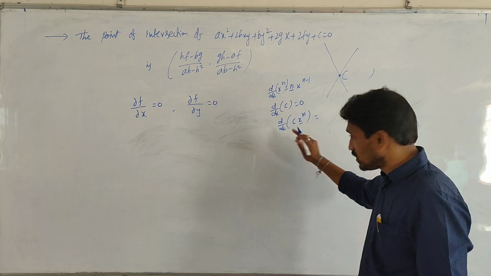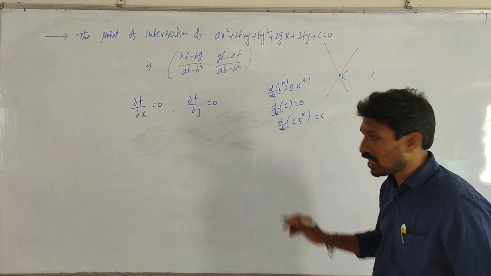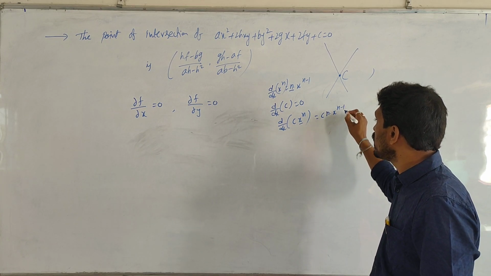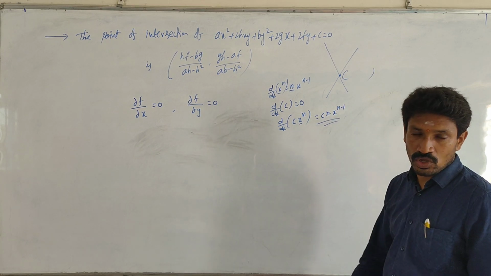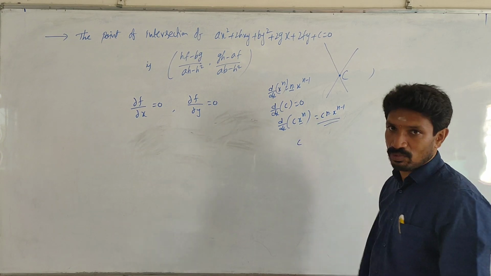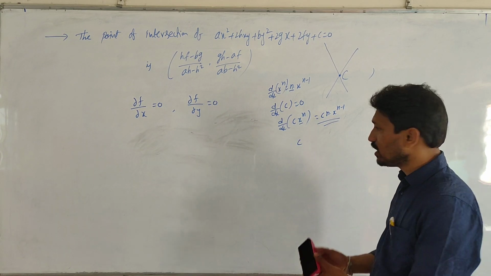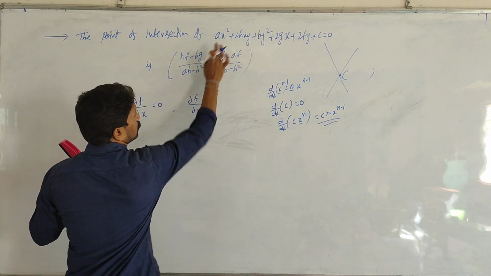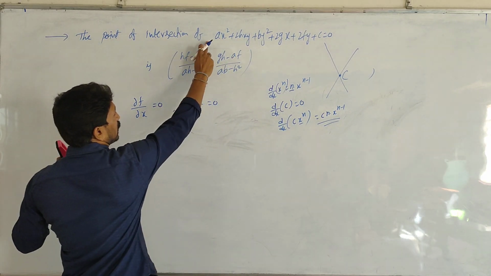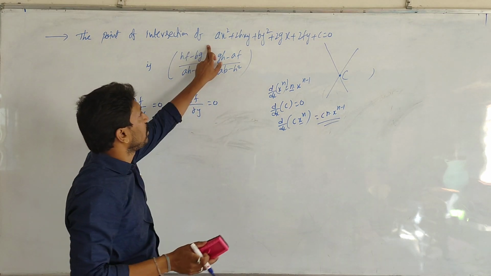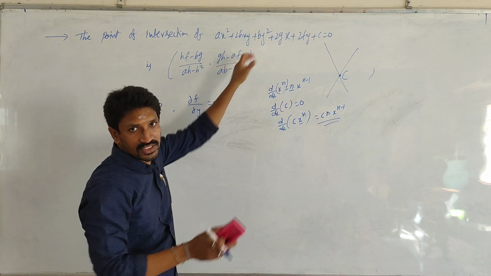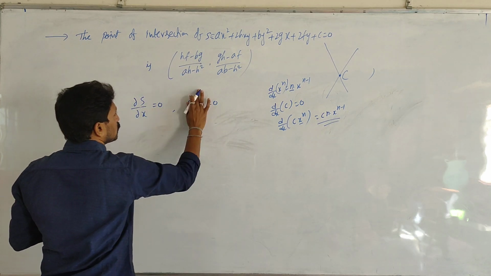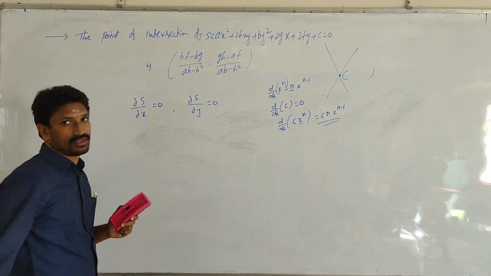In this case, c is the constant you write outside and differentiate x power n, that is c n into x power n minus 1. Remember, if only a constant is there, then it will be 0. See here, what is dou f by dou x? Let us take this as some f, ax square plus 2hxy and so on. Generally we denote it with s, so it is dou s by dou x, dou s by dou y.